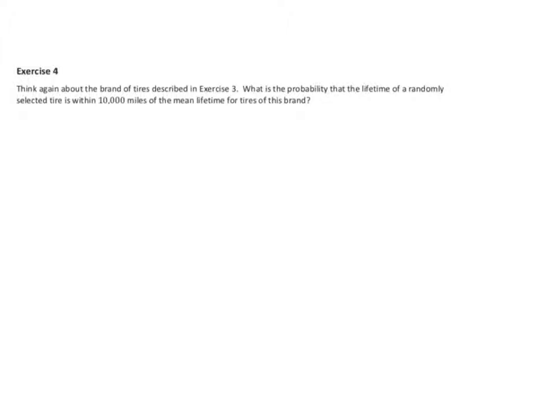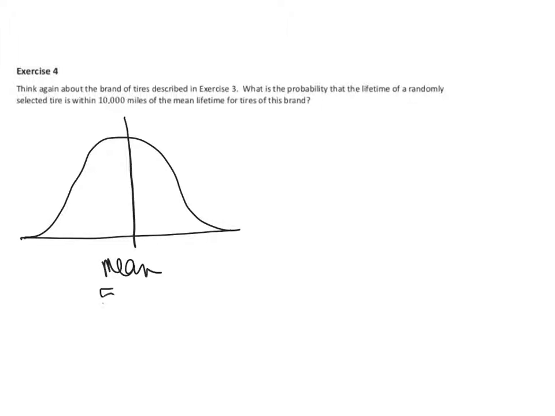Think again about the brand of tires described in exercise 3. What is the probability that the lifetime of a randomly selected tire is within 10,000 miles of the mean lifetime for the tires of this brand? Okay, so if I look at my curve, my mean is 51,200. What's the probability that 41,200, my curve isn't very symmetrical, is it? 61,200. Okay, what's the probability that the lifetime of a randomly selected tire is within 10,000 miles of the mean?